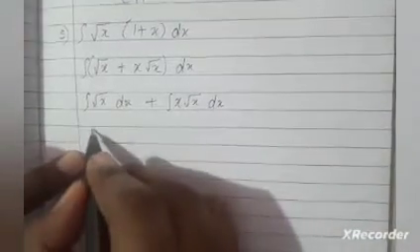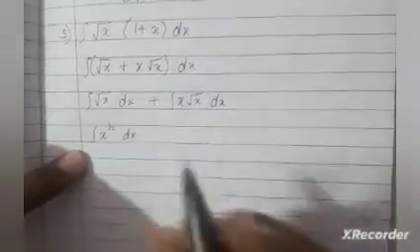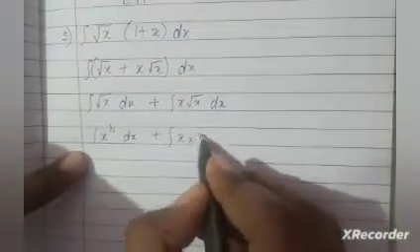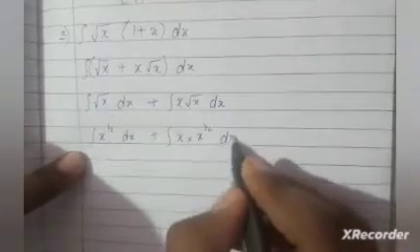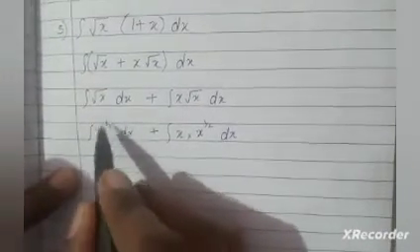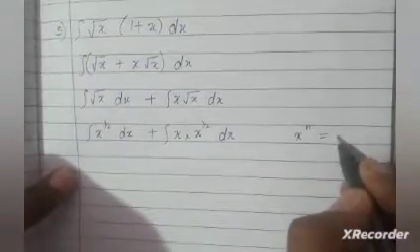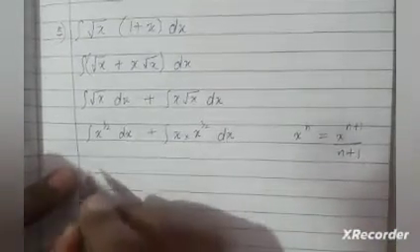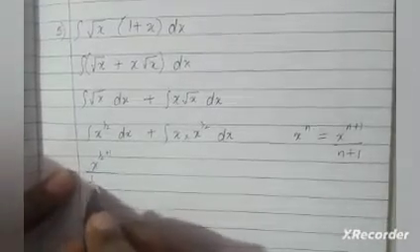Now we can write root x as x to the power 1 by 2 dx. Similarly, integration x into x to the power 1 by 2 in place of root x dx. Now we have to integrate x to the power 1 by 2. We use the formula: x raised to n integrates to x raised to the power n plus 1 divided by n plus 1. So it will come as x to the power 1 by 2 plus 1 divided by 1 by 2 plus 1.